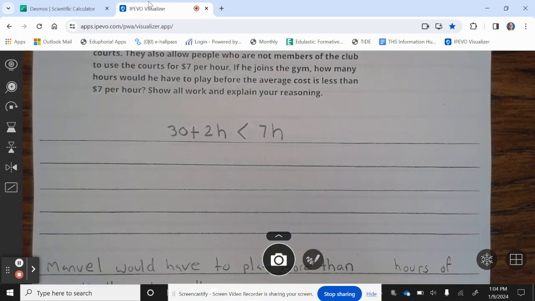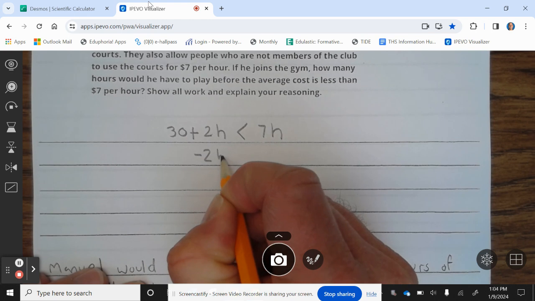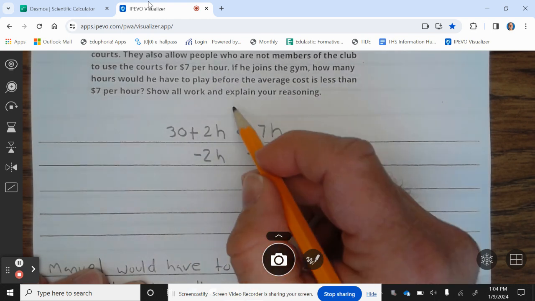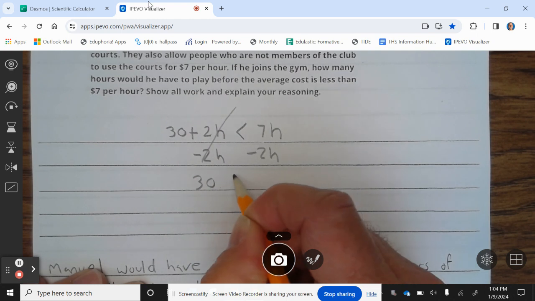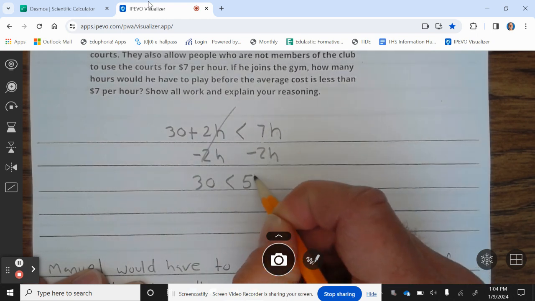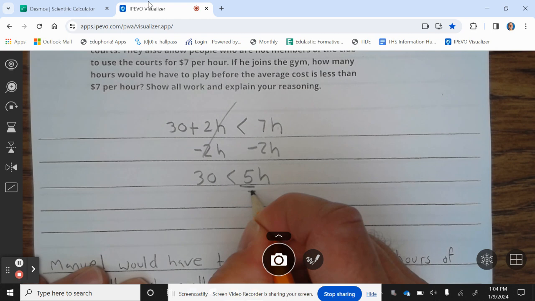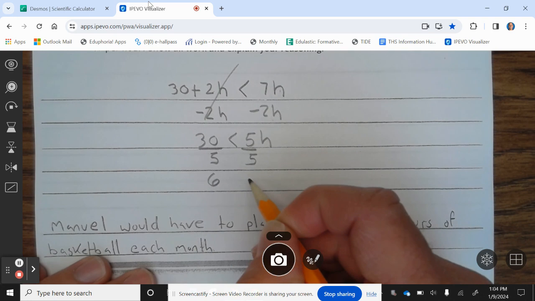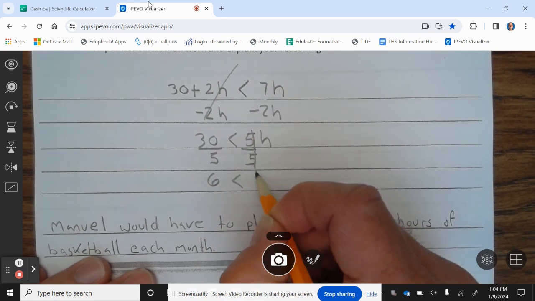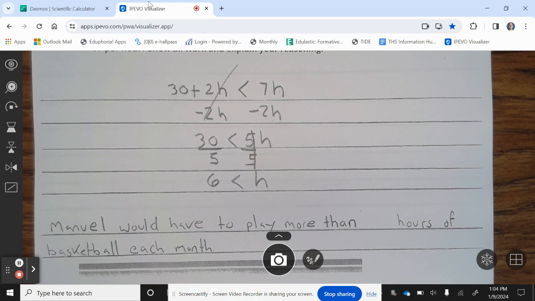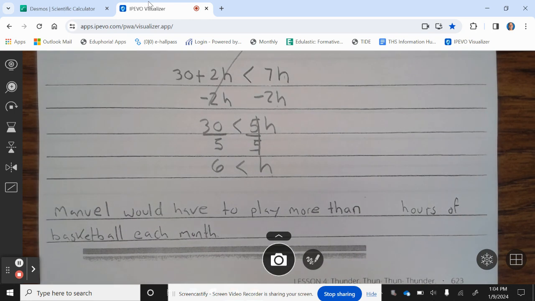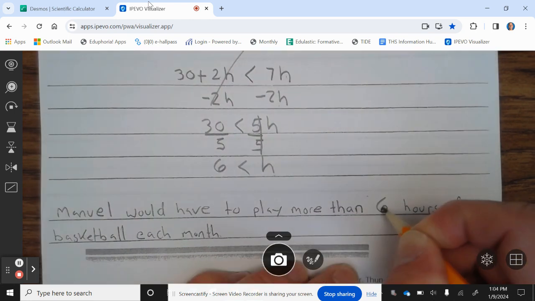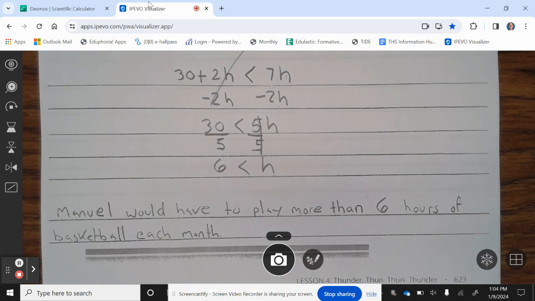Okay, and then we're going to solve. So we subtract 2h from both sides. It cancels. You get 30 less than 7h minus 2h, which is 5h. Divide both sides by 5. 30 divided by 5 is 6, less than h. So the hours have to be greater than 6. So Manuel would have to play more than 6 hours of basketball each month. All right, let's take a look at the next page.